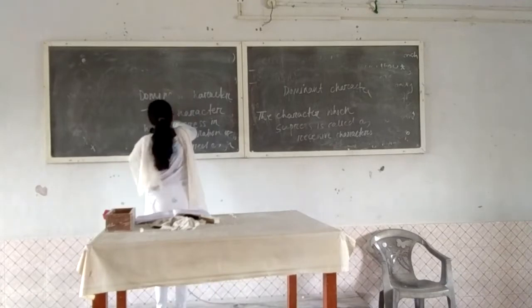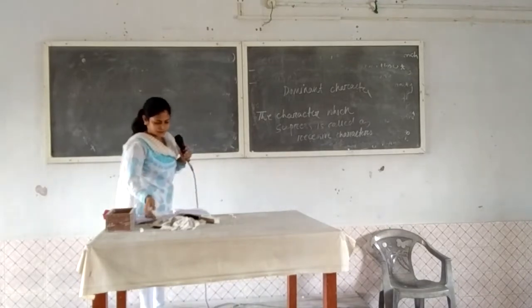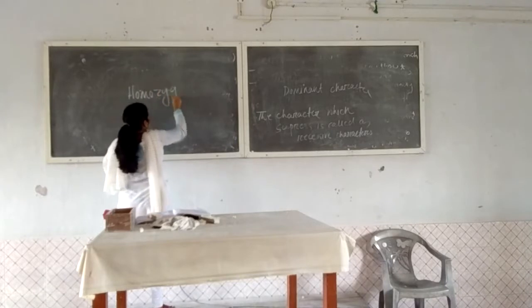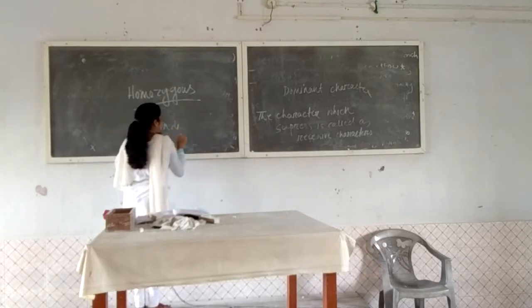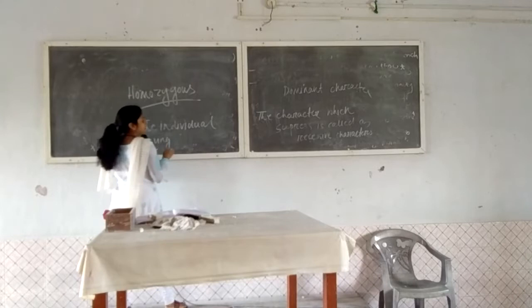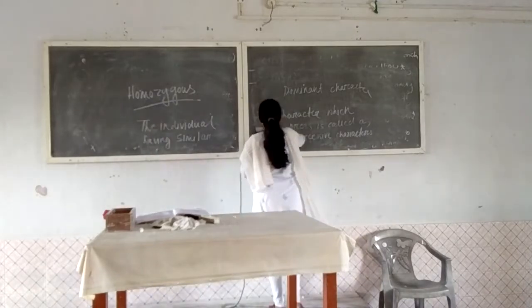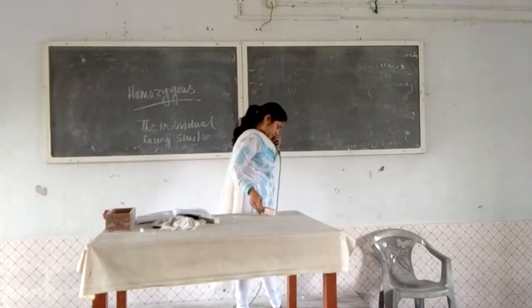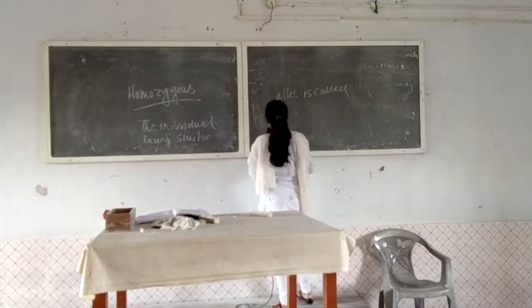Then homozygous. What is homozygous? The individual having similar alleles is called homozygous.